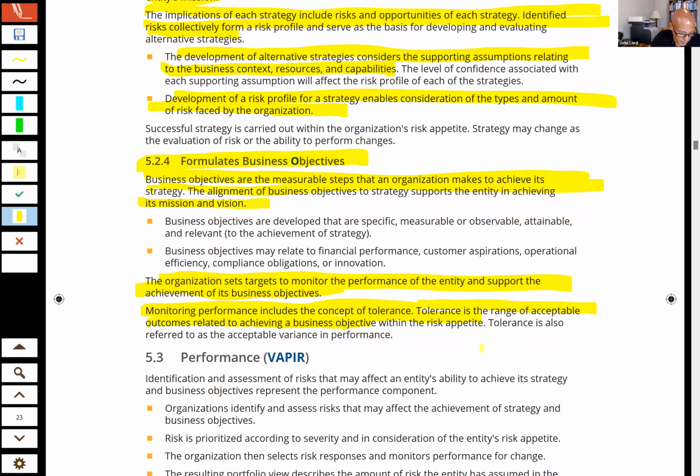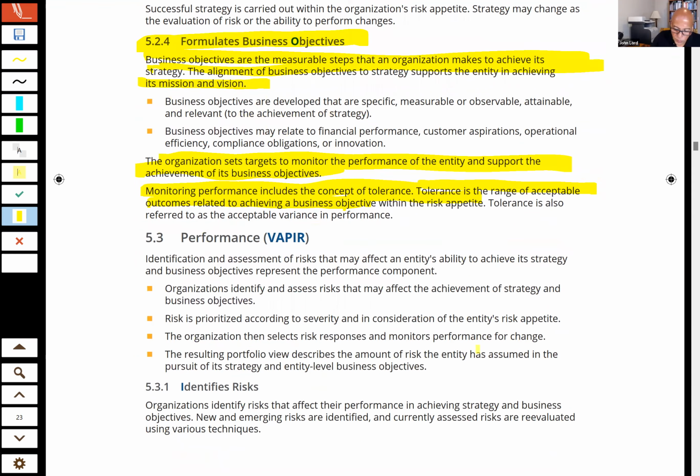Now we come over and we are going to have our performance, and here we're going to take a look at our risk and we're going to respond to those risks. So risk is prioritized according to the severity in consideration of the entity's risk appetite. The organization then selects risk responses and monitors performance for change. So we're going to do what? We're going to look at the severity, the impact, the likelihood of that risk, and then we're going to respond to that accordingly, either mitigating the impact or avoiding or lowering the likelihood.